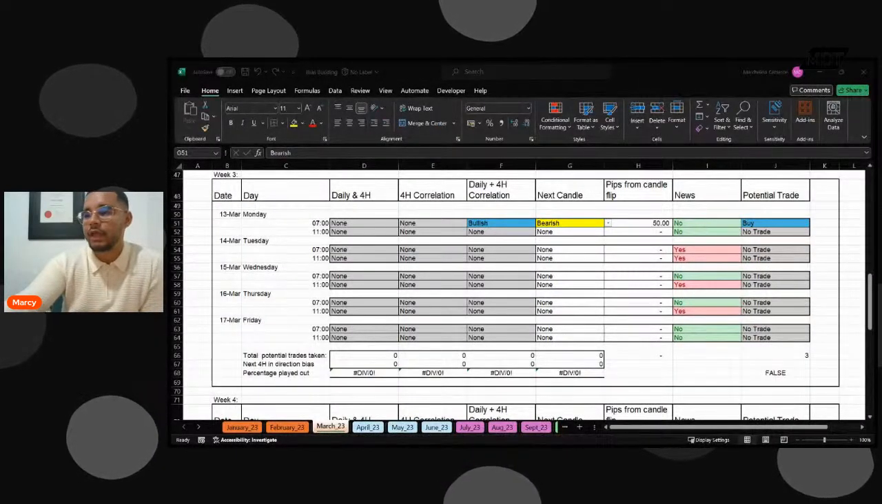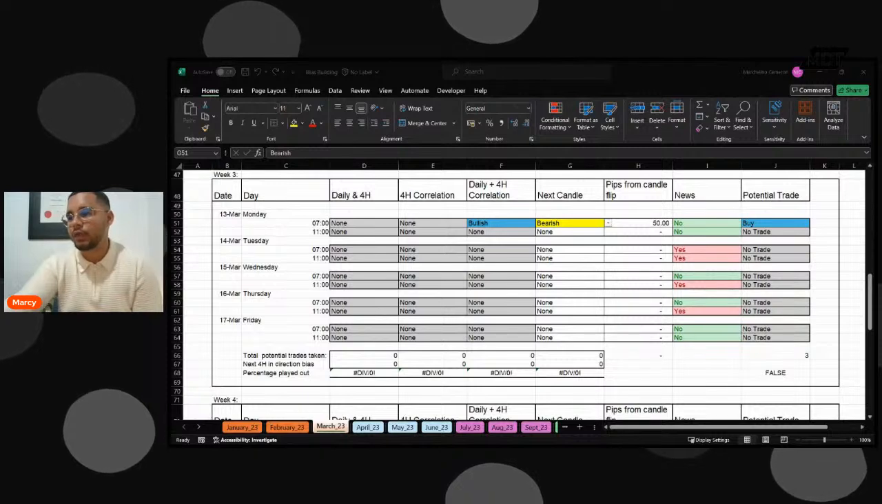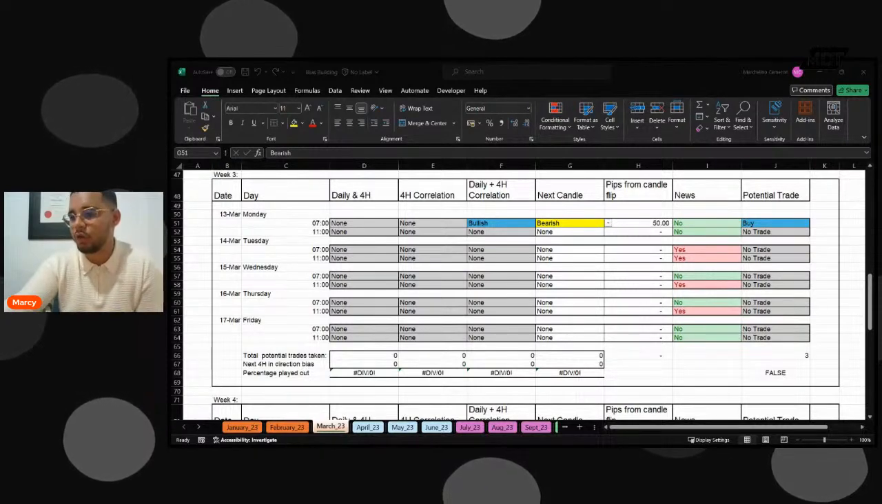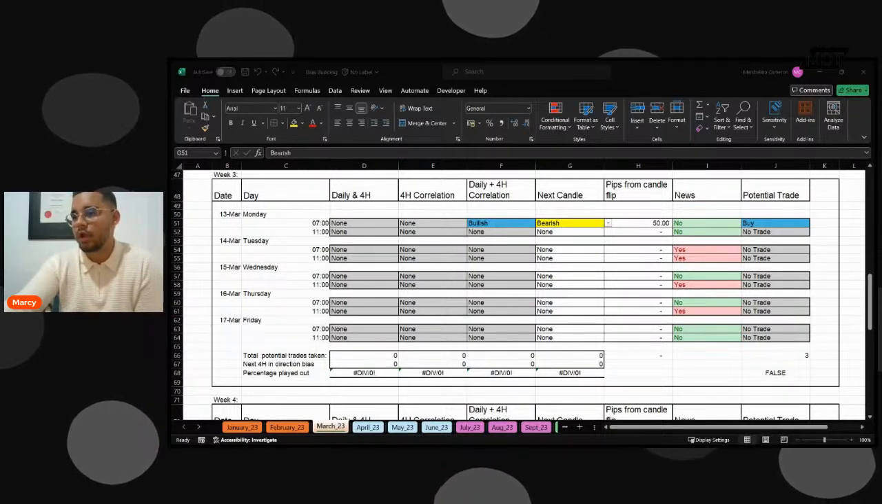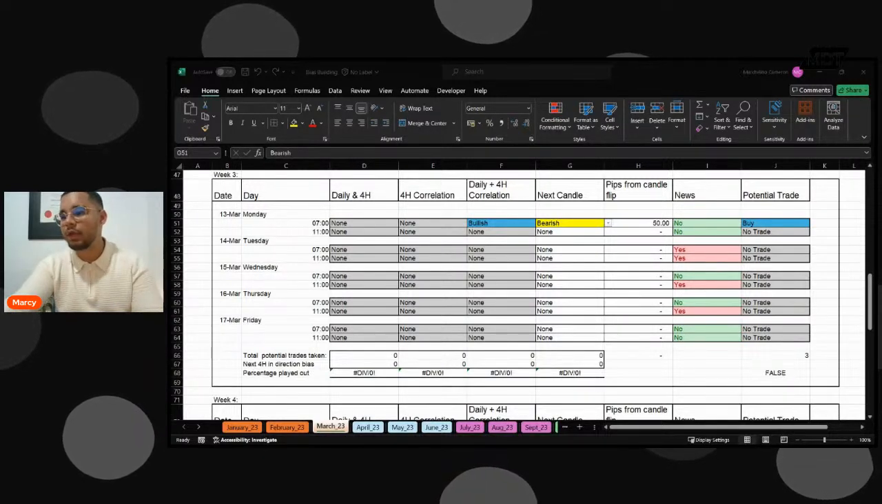So we know we don't have daily and 4H right here at the 11 o'clock close. Let's move this to 7. We have a bearish candle. Let's see what the rest of the candles do. Do I get 4H correlation? Let's see. Bearish. If I get 4H correlation, this will be a decent trade.